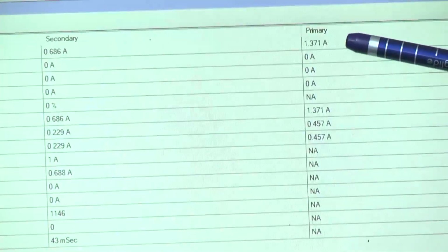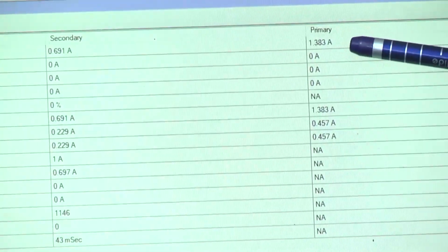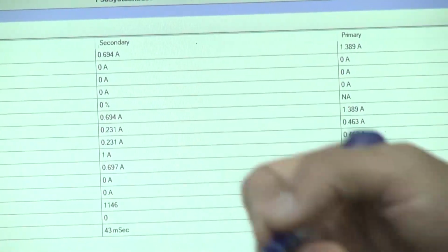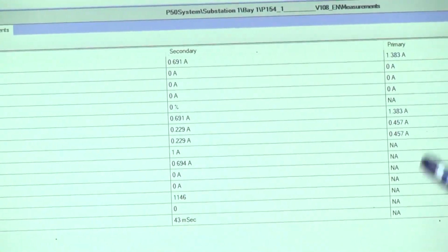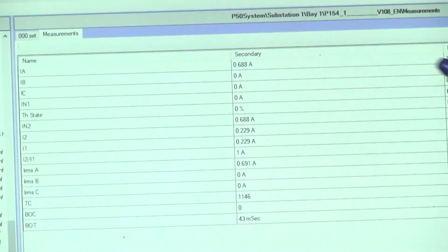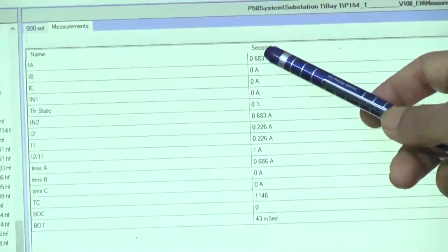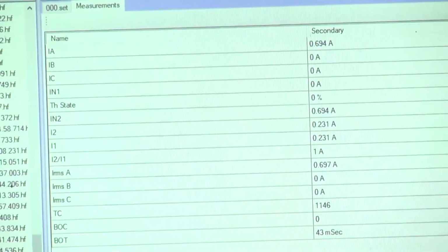The corresponding primary side current being shown here is 1.383 ampere, and therefore the primary side current recorded by the clamp meter and that of the relay currents are matching. So the relay gives us the primary current, and also the secondary current, as you see here, of the CT.